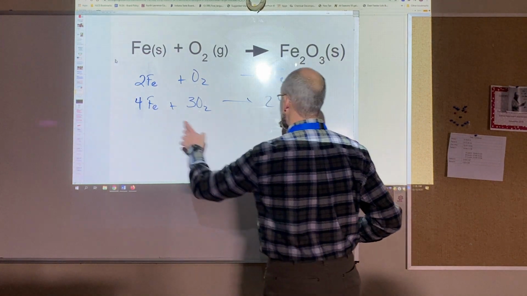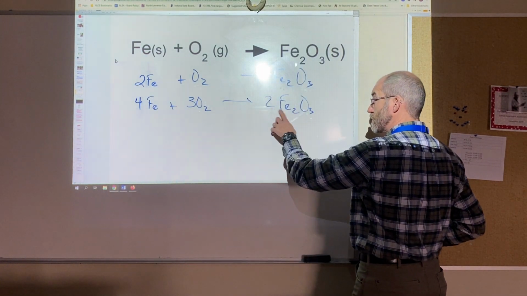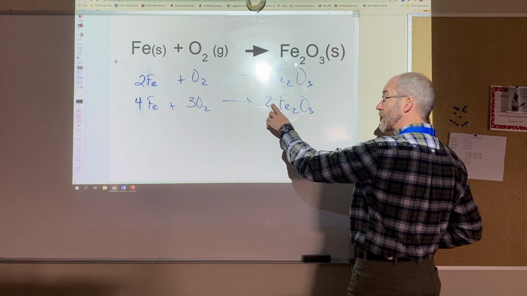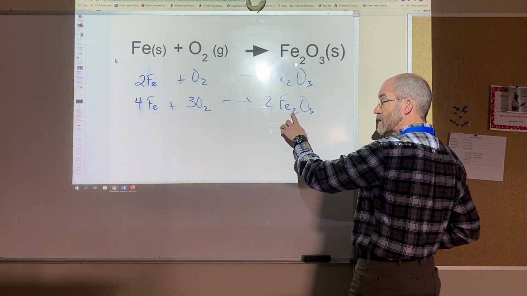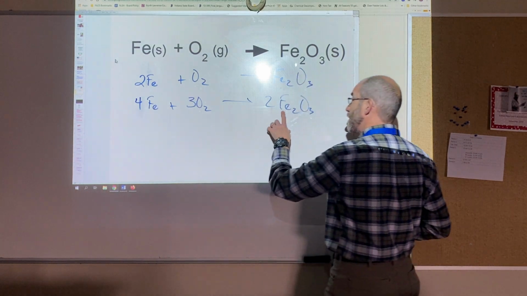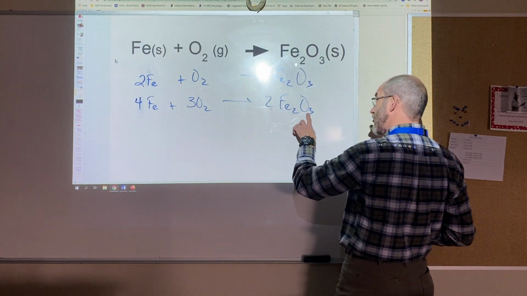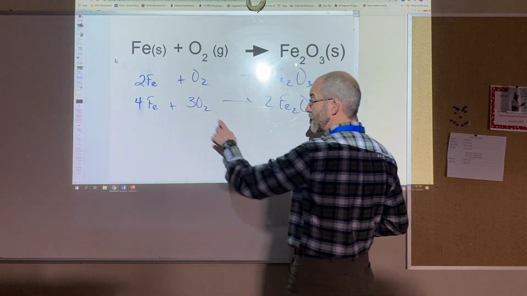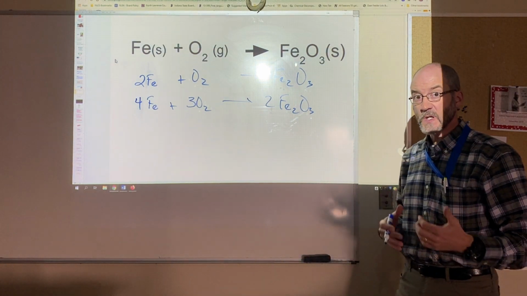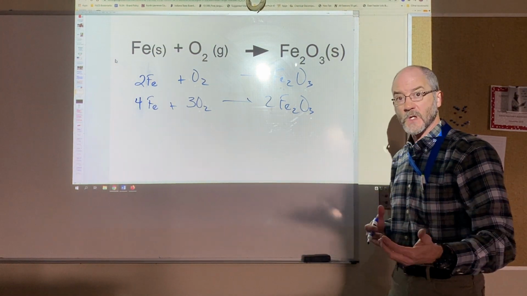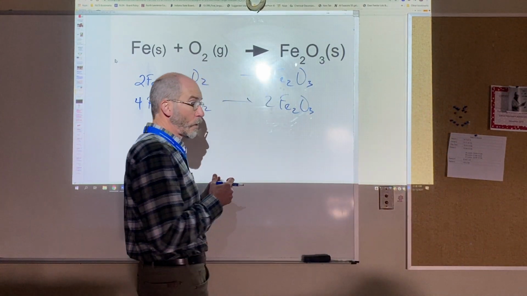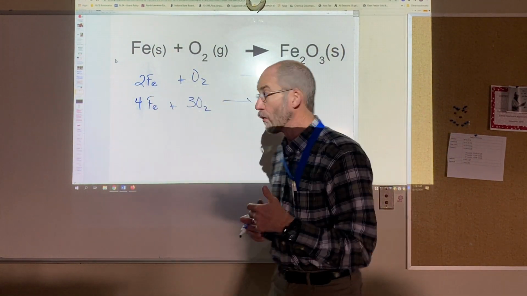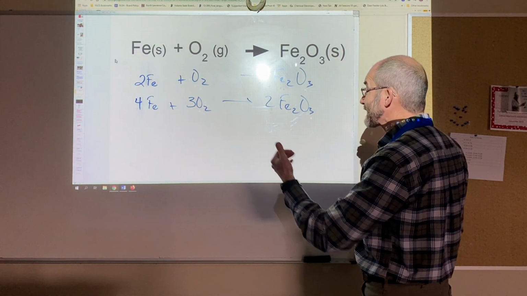I have 4 irons and I have 4 irons. 2 times 2 is 4. Remember, your coefficient gets multiplied through. So if you have 2 of them already, you're going to multiply 2 times 2. So I have 4 here and I have 4 here. I have 6 oxygens here and I have 6 oxygens here. So the question is, is it balanced? The answer is yes. This is a complete chemical equation illustrating both the reactants and the products.